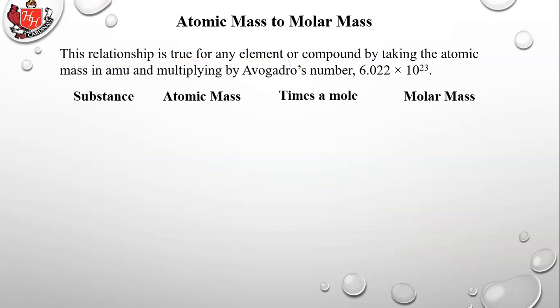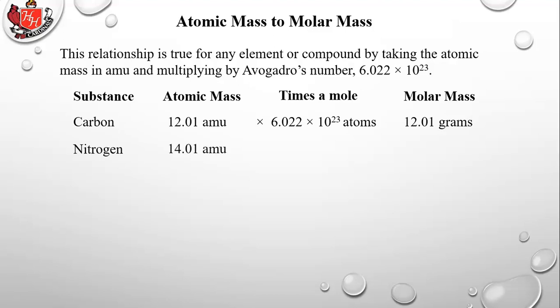So this relationship is true for any element or compound: by taking the atomic mass in AMU, that's what you find on your periodic table, and multiplying by Avogadro's number, 6.022 times 10 to the 23rd. Carbon, if you look on your periodic table, has a mass of 12.01. If you multiply that by Avogadro's number, then you get the molar mass, which is also 12.01, but it's in grams, something that we can actually weigh on a scale.